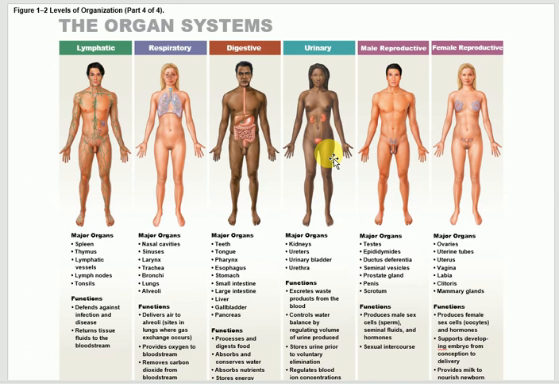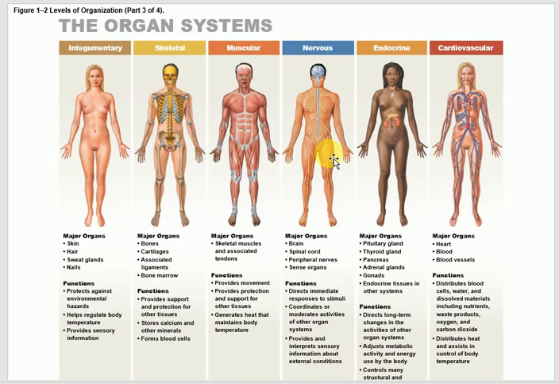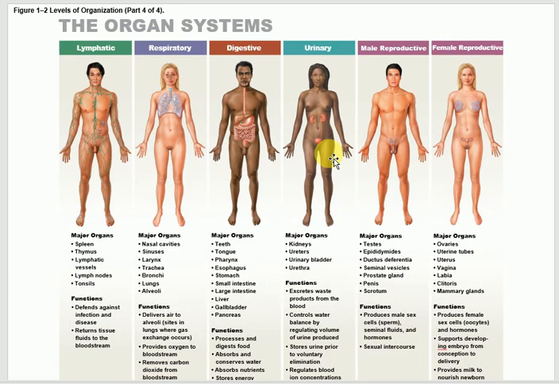Lymphatic system, respiratory system, digestive system, urinary system, reproductive, male and female, all of this is AP2. So only integumentary, skeletal, muscular, and nervous system. These are the four systems for AP1. Everything else is AP2. Okay?